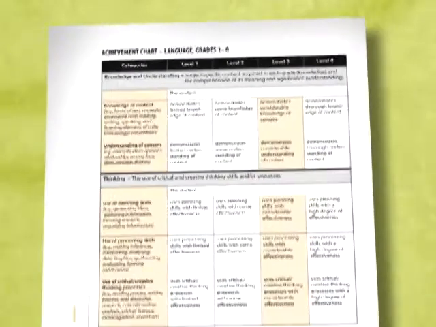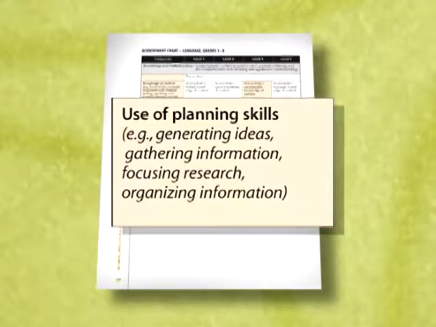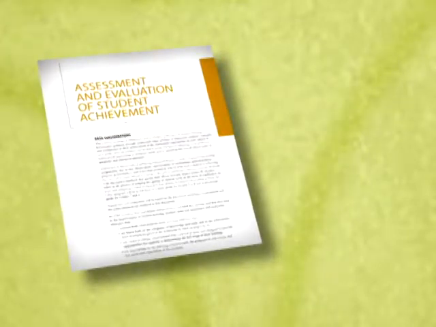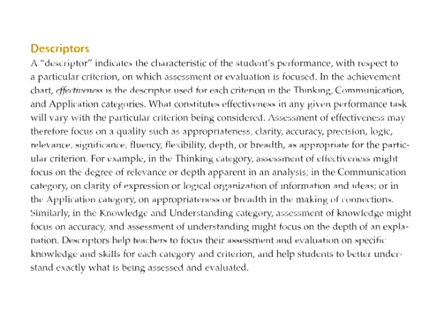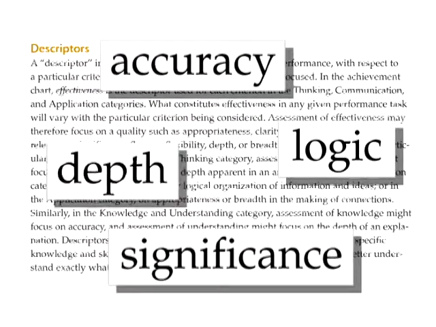The achievement chart for each subject provides a starting point for identifying the criteria. In the revised curriculum documents in the section on assessment and evaluation of student achievement, teachers will find a list of descriptors and be able to determine the specific descriptors of effectiveness for a particular product or performance. Things such as accuracy, logic, significance, or depth.